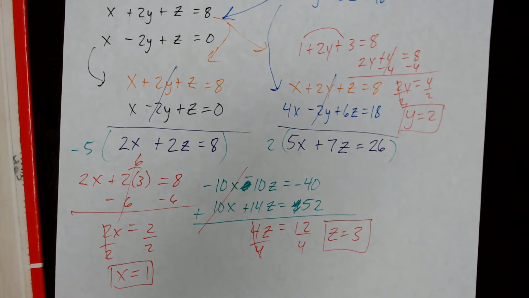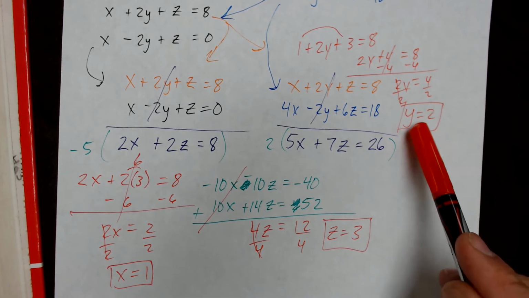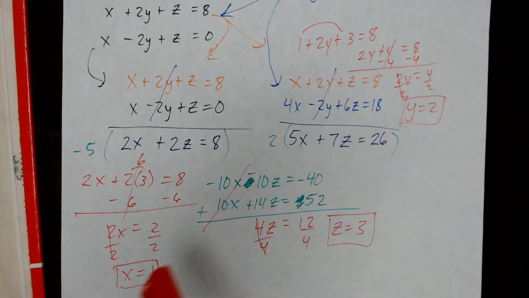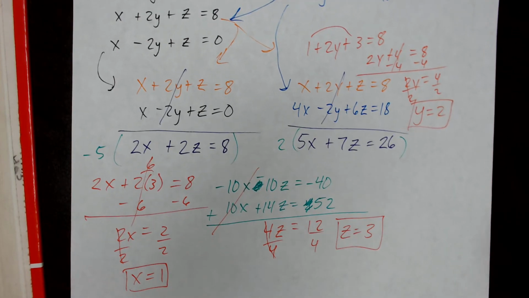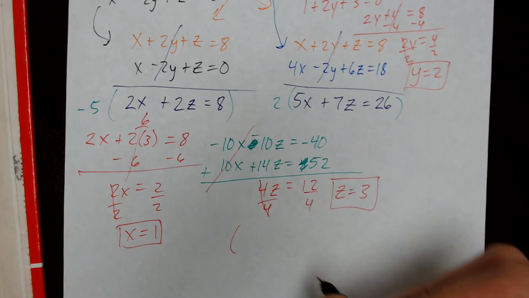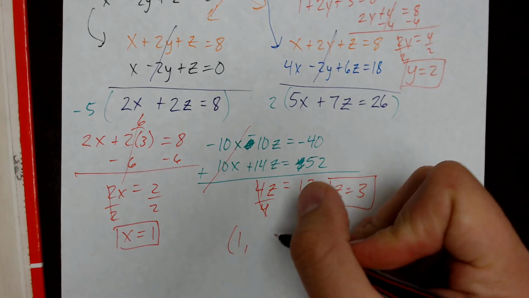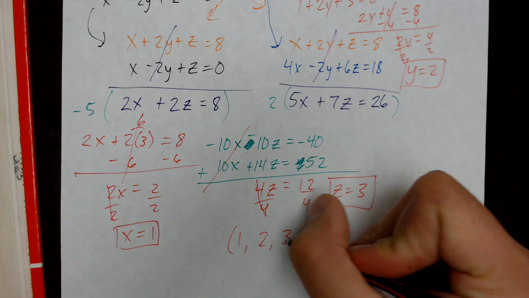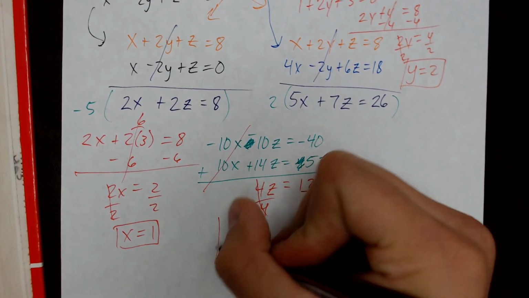Now, when it comes to writing your final answer, it's not good to do this. I know some of you are still in the habit of writing your answers like this. We want to write them in an ordered pair. So our final answer should be written in the pair x, y, z. So, or sorry, not pair, ordered triplet. So we'll put 1, comma, 2, comma, 3. And that is our final answer.